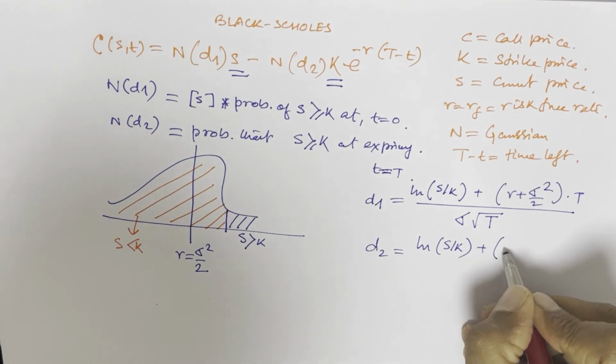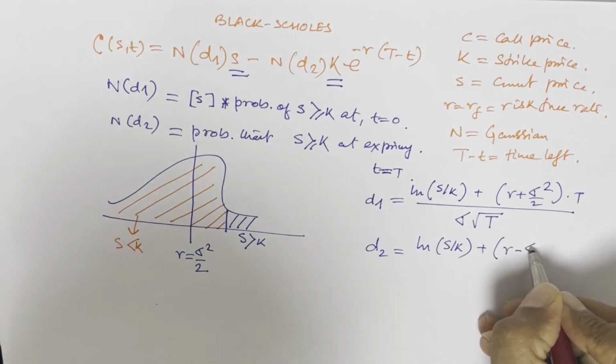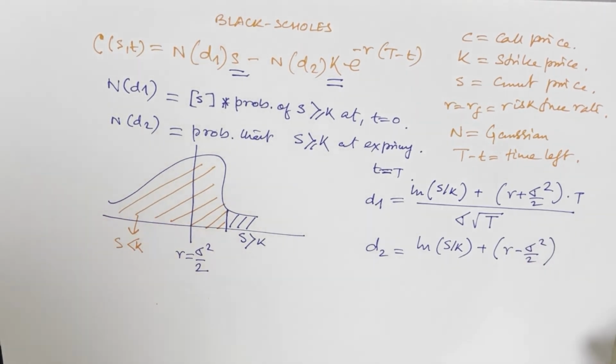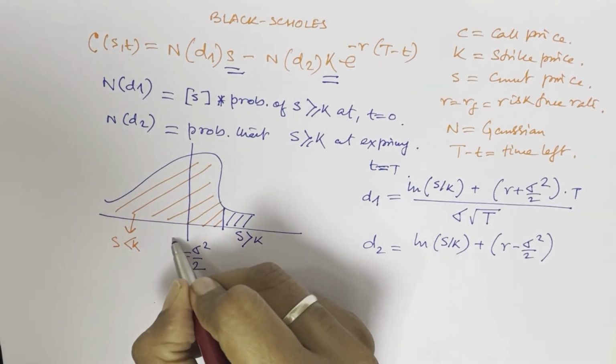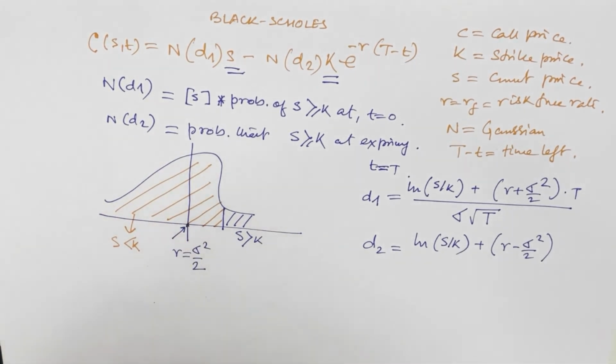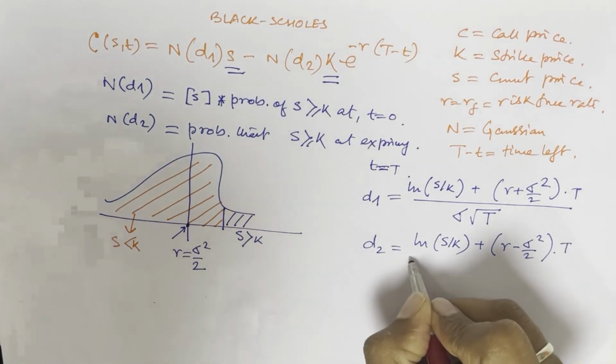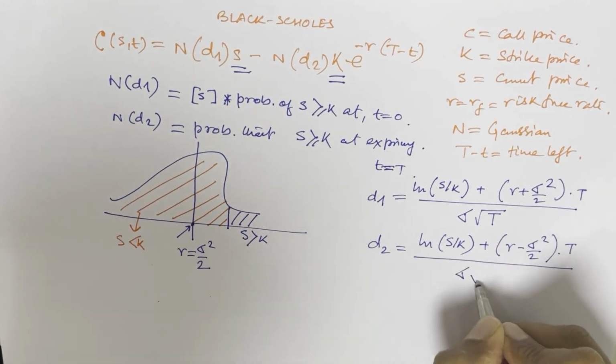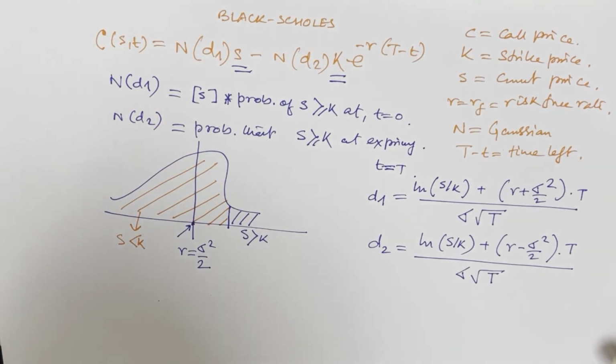Now in d2 you will see the difference: r minus sigma square by 2. Sigma square by 2 is a central tendency, so it is in the center. That sigma square by 2 is coming out of r, that means the risk-free return. Half of the variance, variance is sigma square, is coming out of the risk-free return, because it's on the other side, the negative side, that's why it is coming out. Multiplied with T, the total time, divided by sigma root of time.